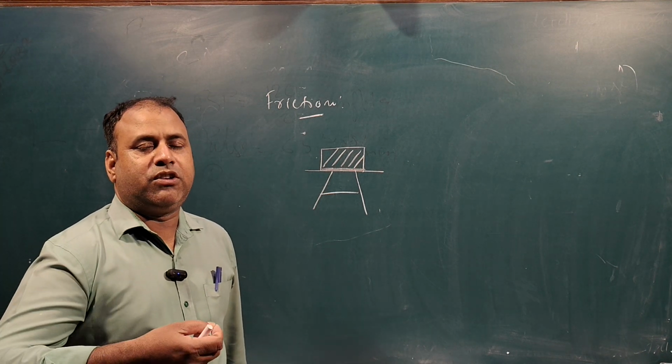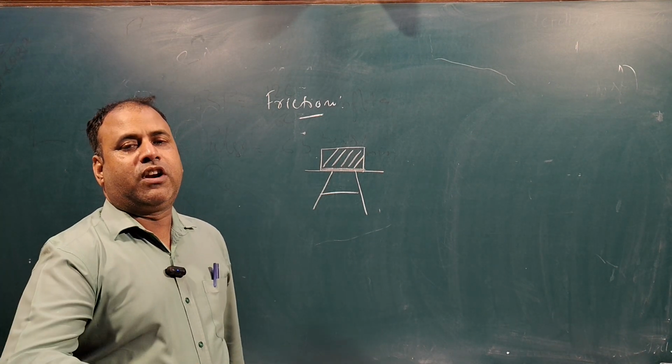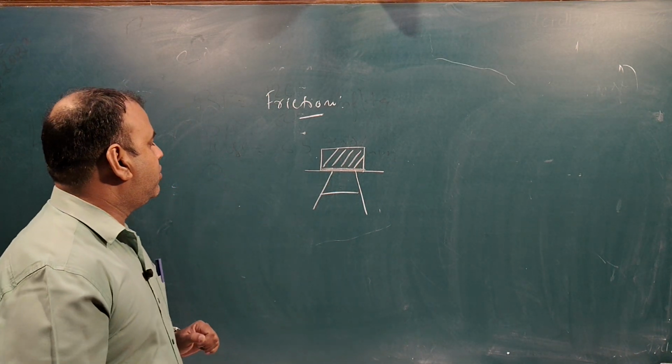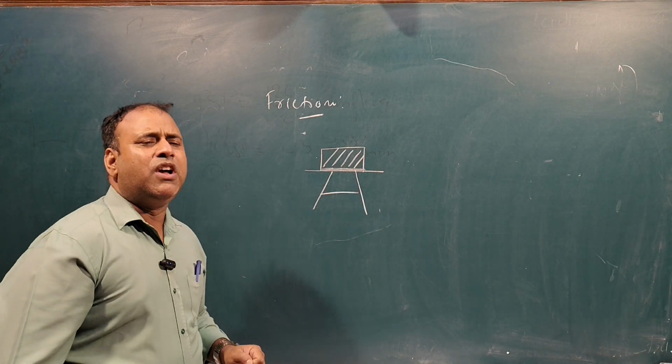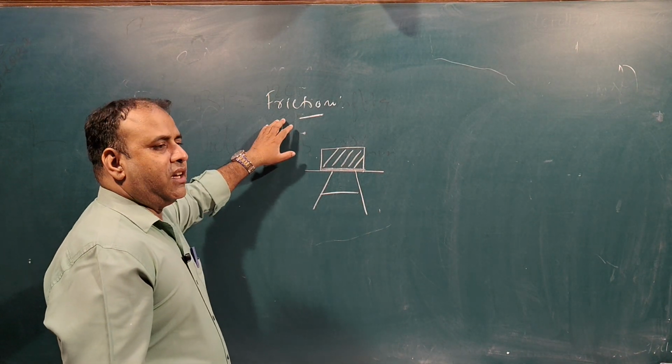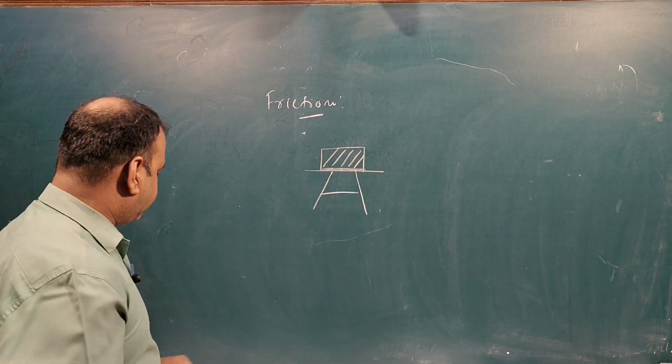For dynamic or rolling friction, for example, you can consider a ball. When a ball is thrown in an upward direction or a horizontal direction, the ball will move. During the motion, rolling friction will develop. So there are different types of friction, and it is related to the situation.